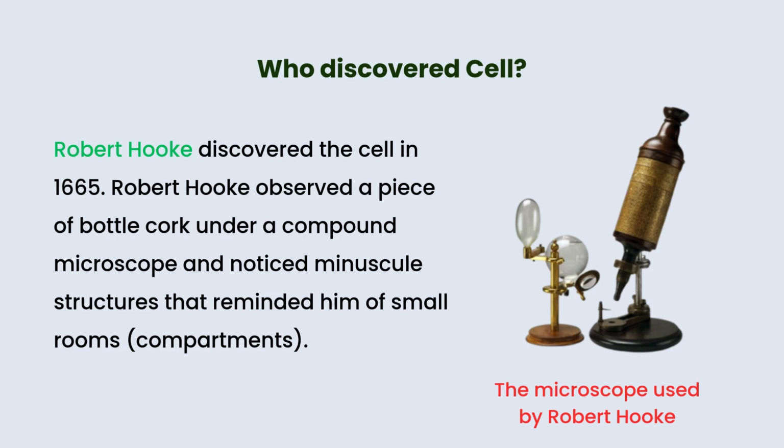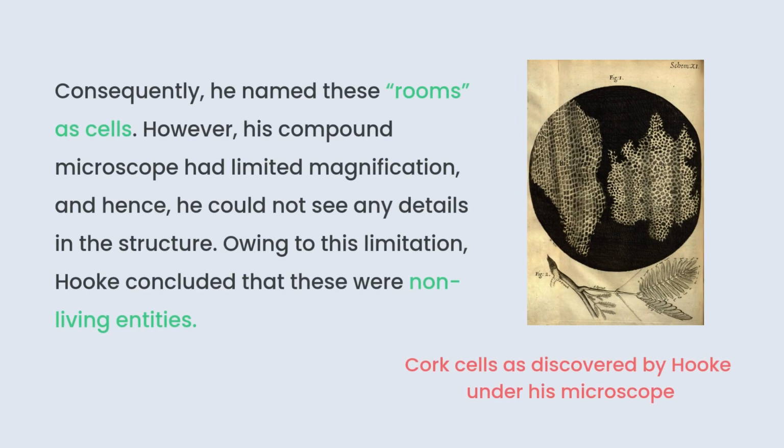This is the microscope used by Robert Hooke at first. Consequently, he named these rooms as cells. However, his compound microscope had limited magnification and hence he could not see any details in the structure. Owing to the limitation, Hooke concluded that these were non-living entities. This is the image that Robert Hooke observed under his first microscope.